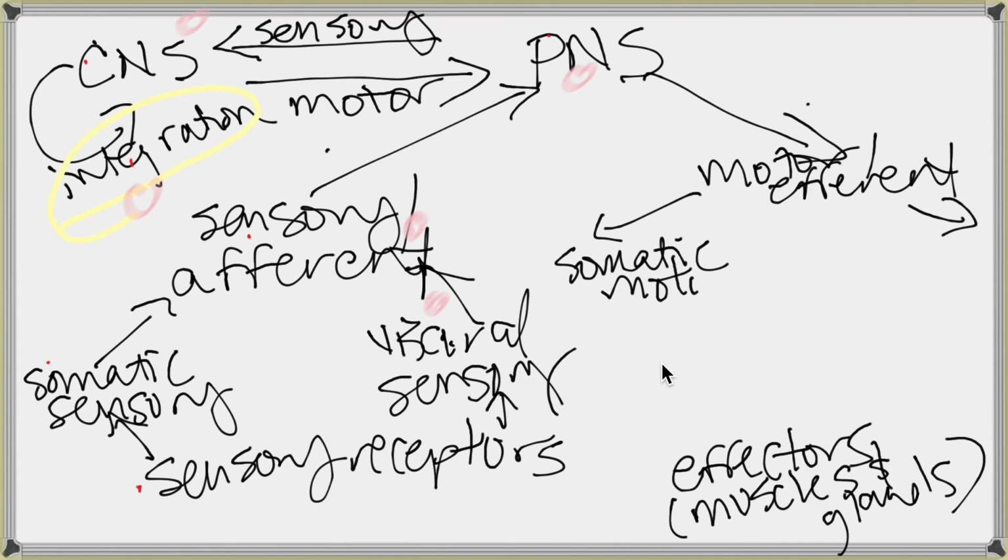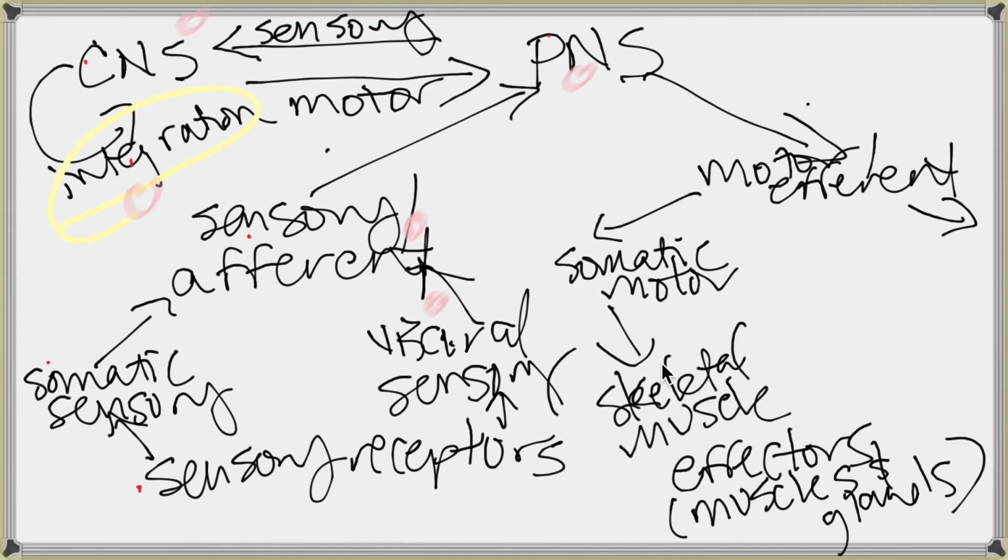Okay, so the motor or efferent division has a further subdivision, and that is the somatic motor division. It has a skeletal muscle effector. So this is the one that's often called the voluntary division. So it's mostly voluntary control of skeletal muscle contraction. So if I decide I'm going to pick something up using my biceps brachii, that would be the somatic motor division.